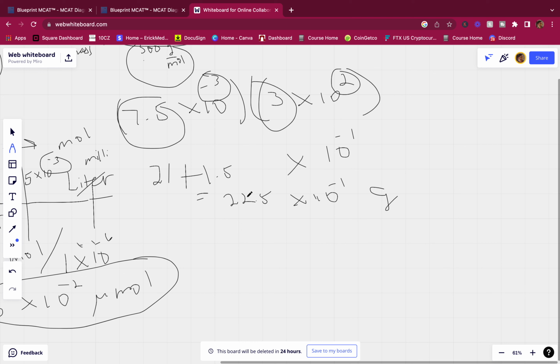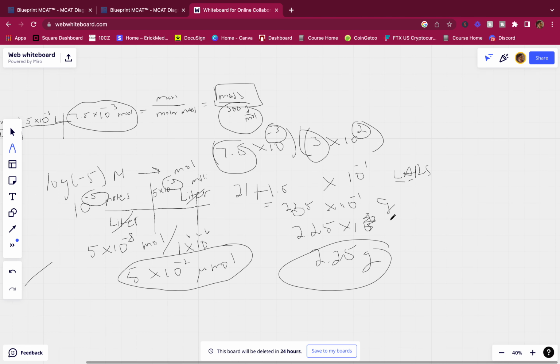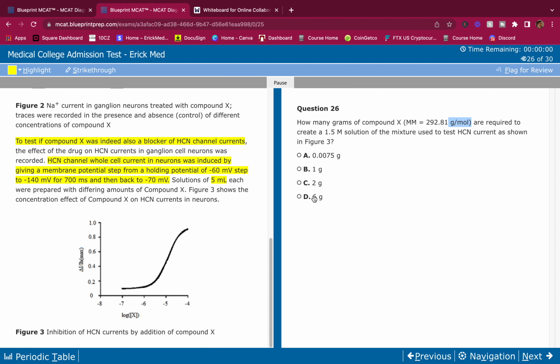Okay. Now, I don't like how this looks, so we'll fix it up. We move to the left here: 2.25 times 10. What happens to this number? LARS is the mnemonic I always like to use. I move to the left here, and because I move to the left, I'm going to add 1. Negative 1 plus 1 is 0, so this can just be canceled out as 1. So the answer is 2.25 grams. Bam! That was a long one. Okay. 2.25 is closest to 2 here, so I'm going to go with C there.